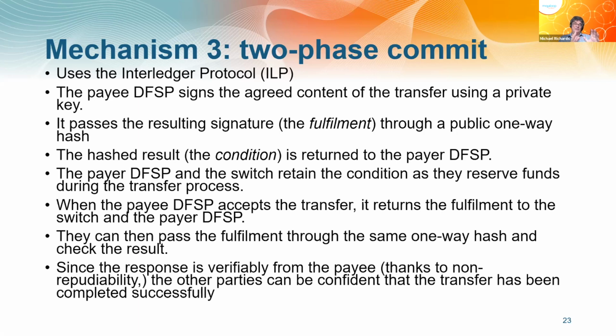They can then pass the fulfillment through the same one-way hash, and the result should be the same as the condition which they got earlier. And if it is, they know that the payee said, I am happy with this transfer and I am going to clear it to my customer. So everybody can now be confident that the transfer has been completed successfully.